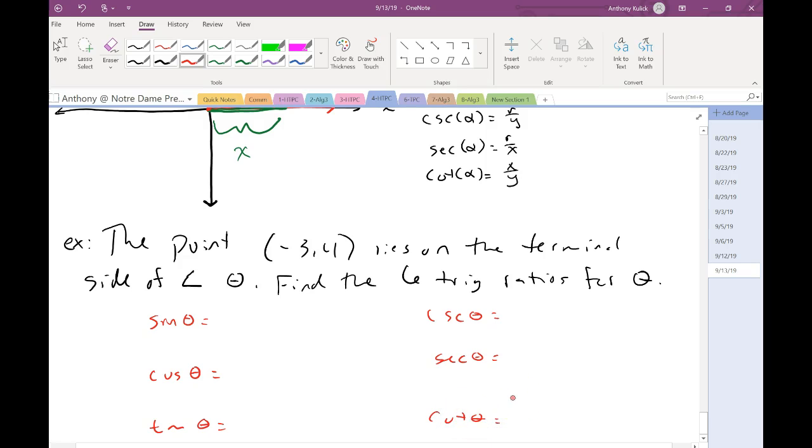If I use my new definition, sine theta is y, which is 4, over r. Remember, r is the square root of x squared plus y squared, so in this case, that's just 5. Cosine is x over r. Tangent is y over x. Cosecant is the reciprocal of sine. Secant is the reciprocal of cosine, and cotangent is the reciprocal of tangent.